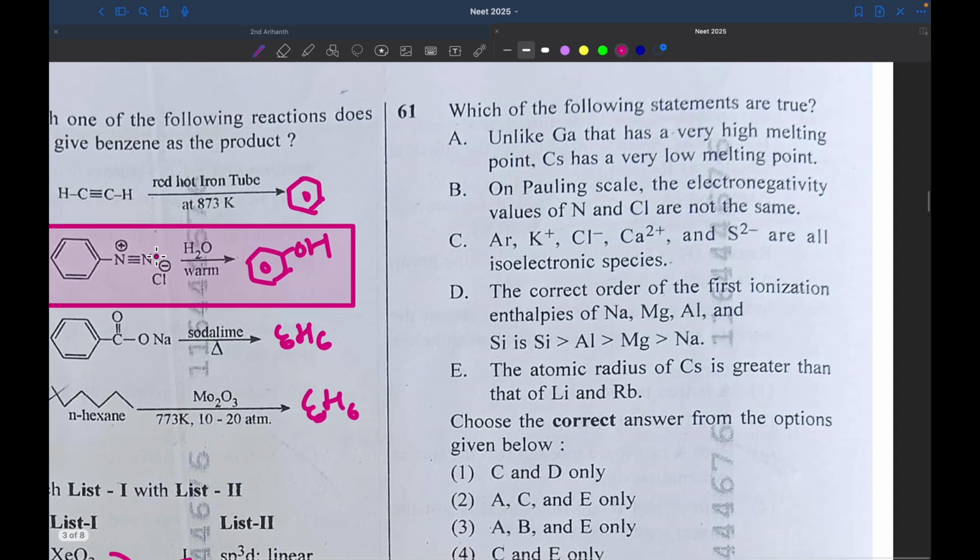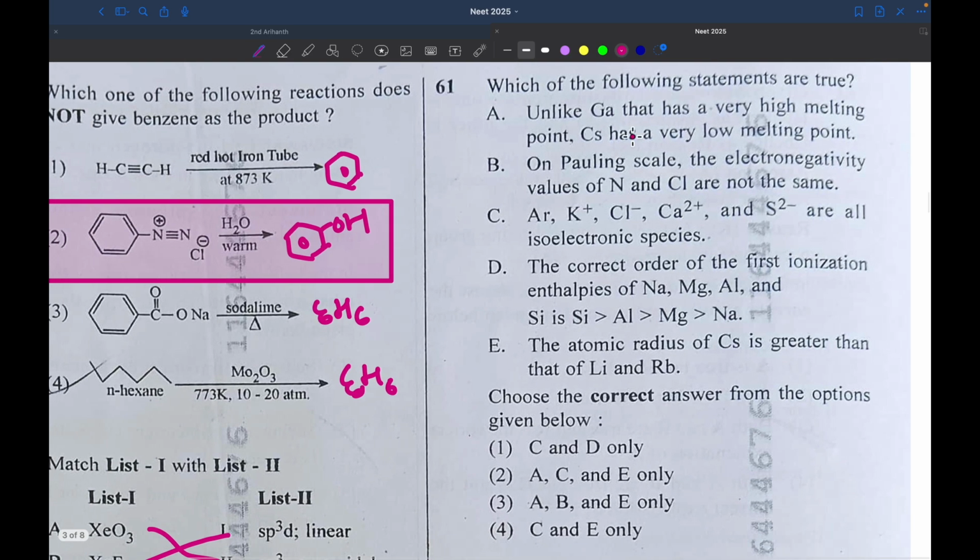Pretty easy questions, right? Which of the following statements are true? Unlike gallium that has very high melting point, gallium has very low melting point. Cesium has very low melting point. So unlike gallium has very high melting point. On the Pauling scale, electronegativity values of nitrogen and chlorine are not the same. Nitrogen and chlorine have got the same.